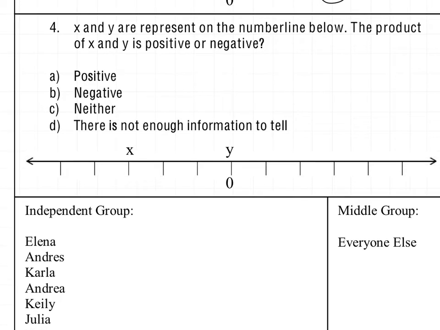Here we have x and y are on a number line, the product of x and y. Here we have that x is a negative and y is 0, so a negative times 0. Well, anything times 0 is going to be 0, so this is neither.